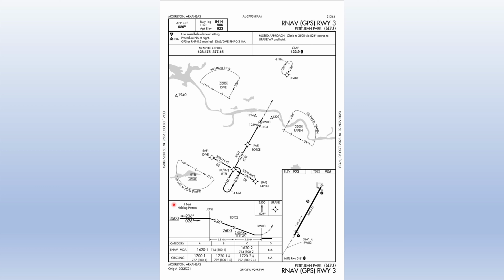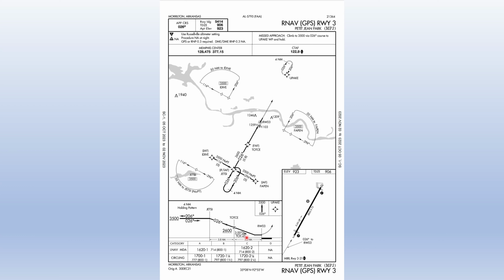Looking at the plan view here, it tells us that if we're in the holding pattern, we need to be at 3,500 feet prior to getting to Jetsy. That is not applicable to us. Once we pass Jetsy, then we'll go ahead and descend down to 2,600 feet. Again, it gives us the distance on this segment. And then once we hit Totsy, we'll go ahead and intercept that glide path and ride it down to our derived decision altitude.